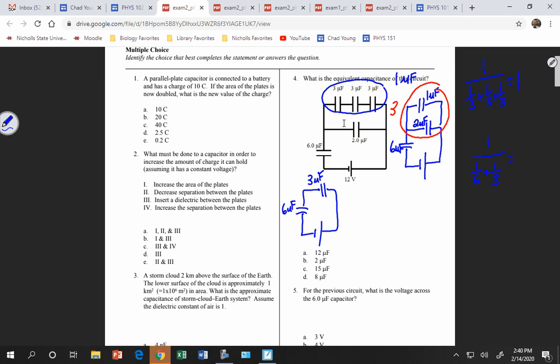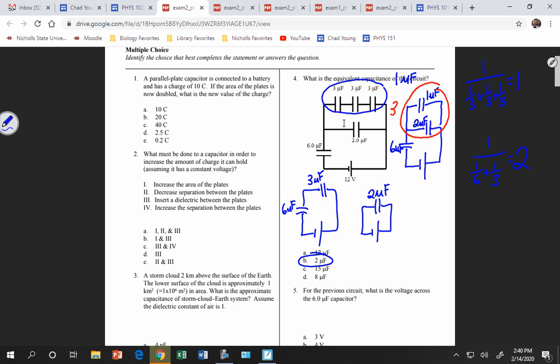See, that's 1/6 plus 2/6 is 3/6, which is a half, so that's equal to 2. So the equivalent is equal to 2 microfarads. So that's B.